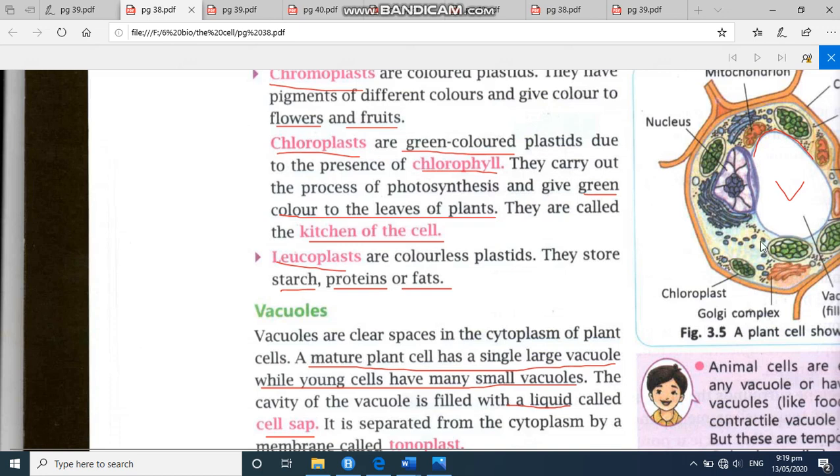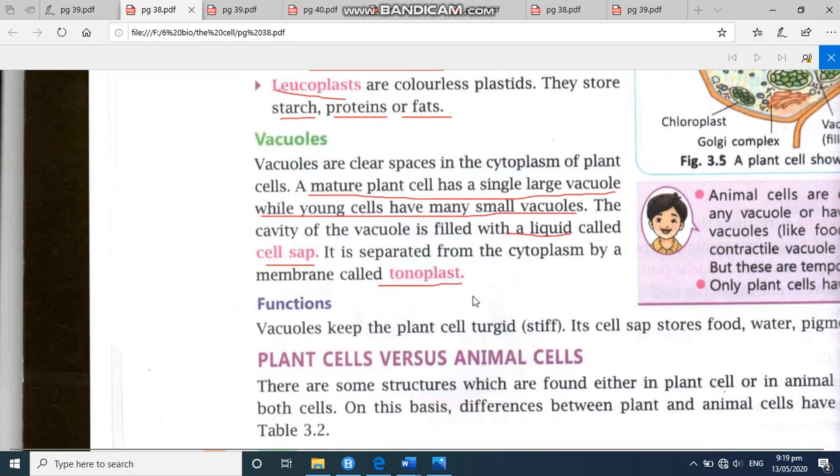Now you can see this. The rest of the part is cytoplasm, and there are so many organelles. So you can see this blue layer. This is known as tonoplast. So you can write the word tonoplast.